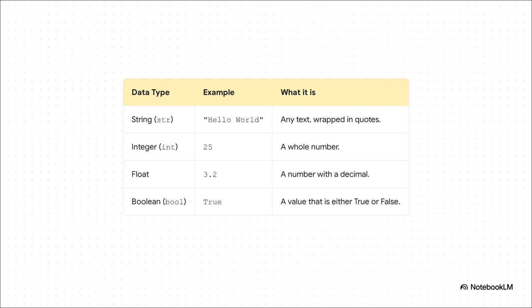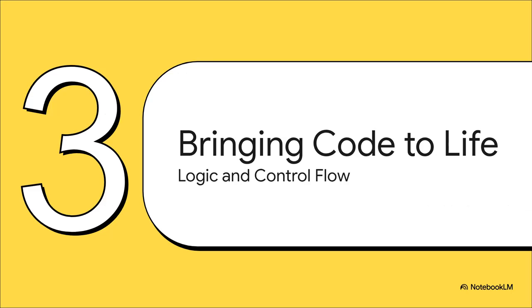If you need a number with a decimal point, like the price of a coffee, that's a float. And for any simple yes or no situation, you've got the Boolean, which can only ever be true or false. Simple as that.